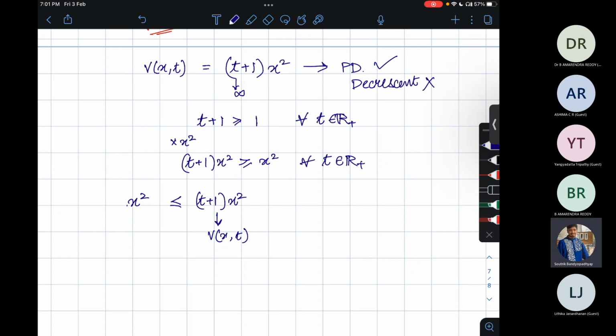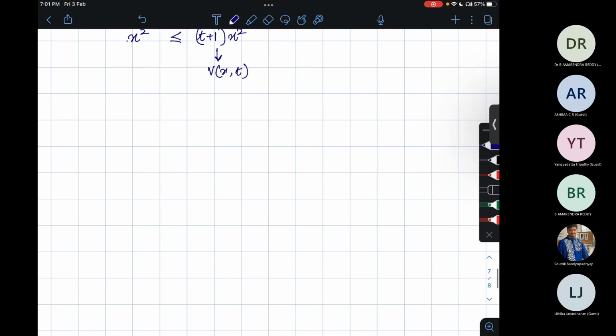So this is a positive definite candidate Lyapunov function. It's not a Lyapunov function yet. It has not yet received its privileges as a Lyapunov function, but it is a candidate Lyapunov function. Is this okay?